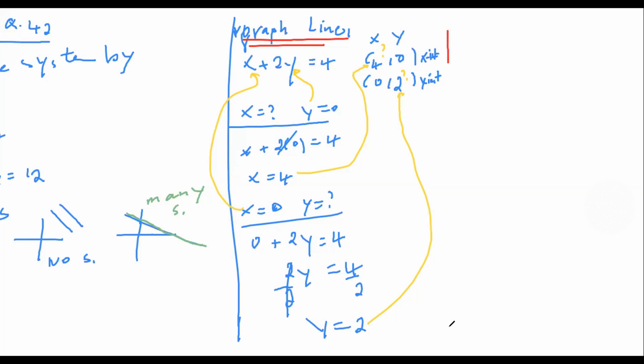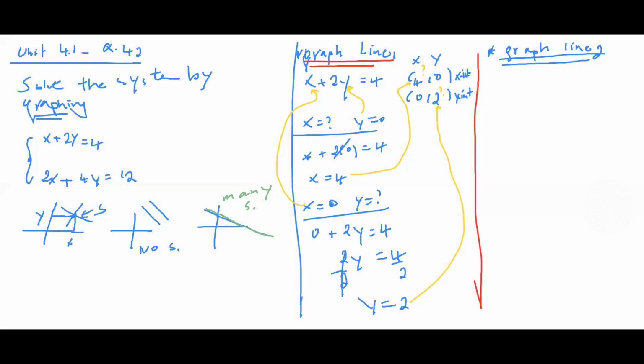2x plus y equal to. Is everybody okay? Joanna, Lydia, Sharon? Yes. Any questions? Okay, all right, so let's graph the second line, which is this one, 2x plus 4y equals 12.